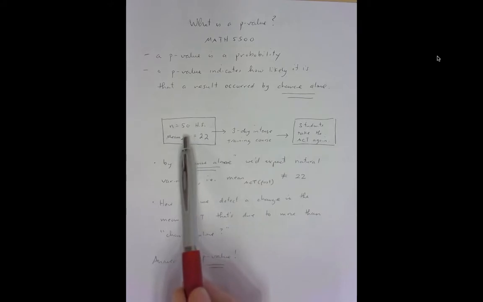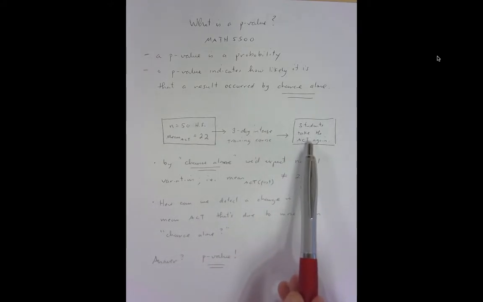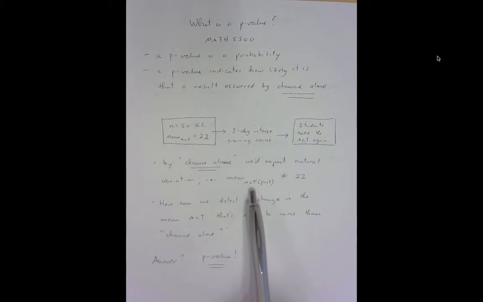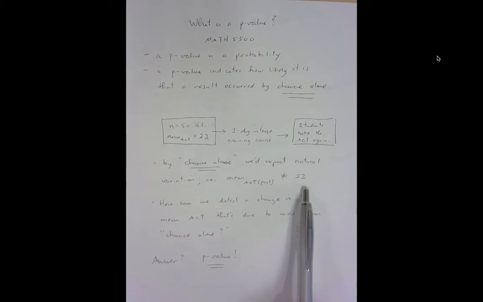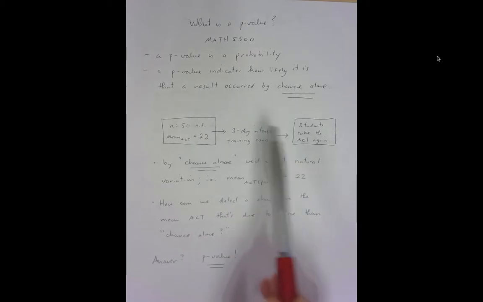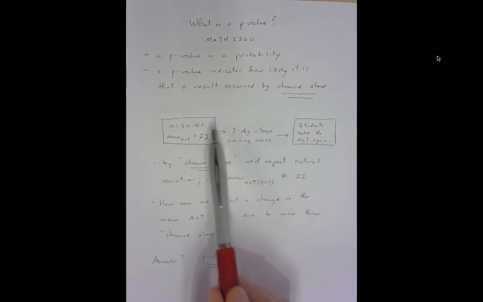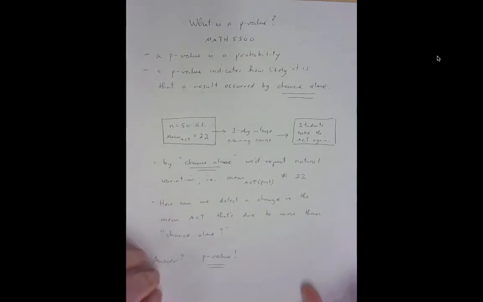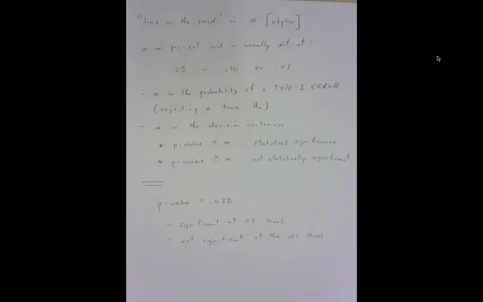In other words, we would expect the second time that they test that the average for all 50 students would contain some natural variation, that the mean would not be equal to 22. So again, how can we tap into this change being related to this training course and not just by chance alone? Well, guys, the answer to that is something called a p-value.